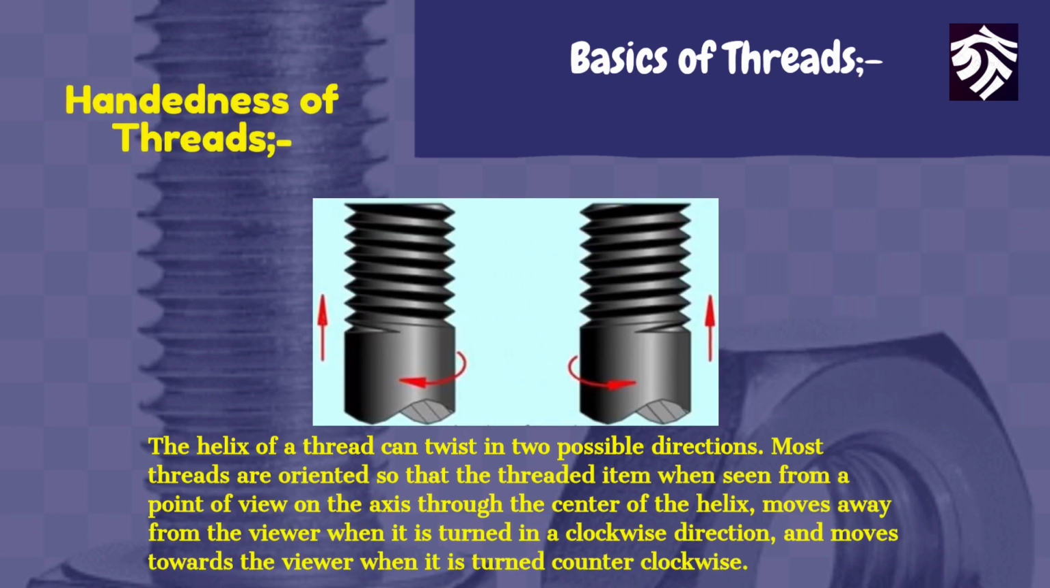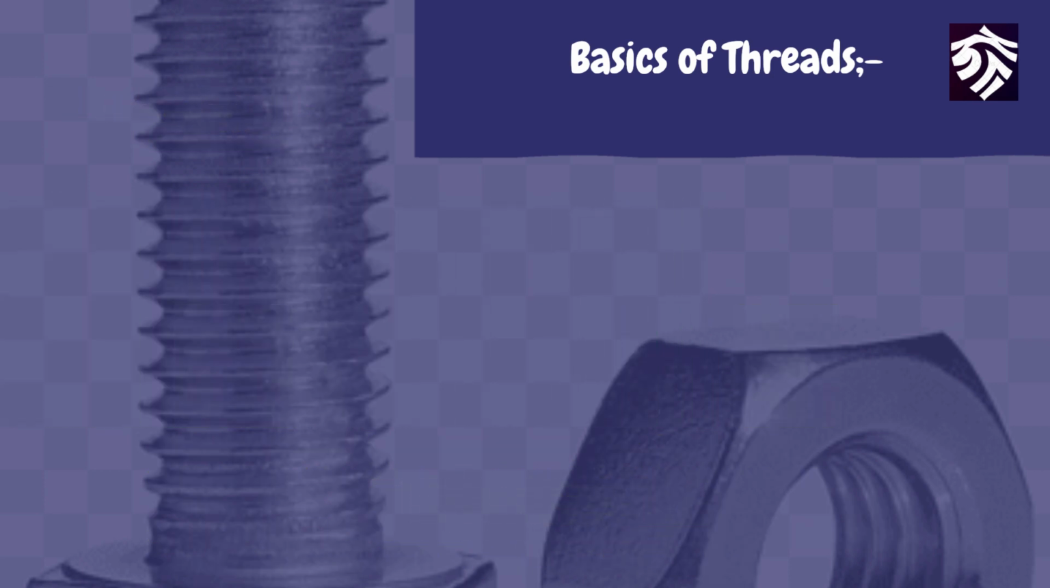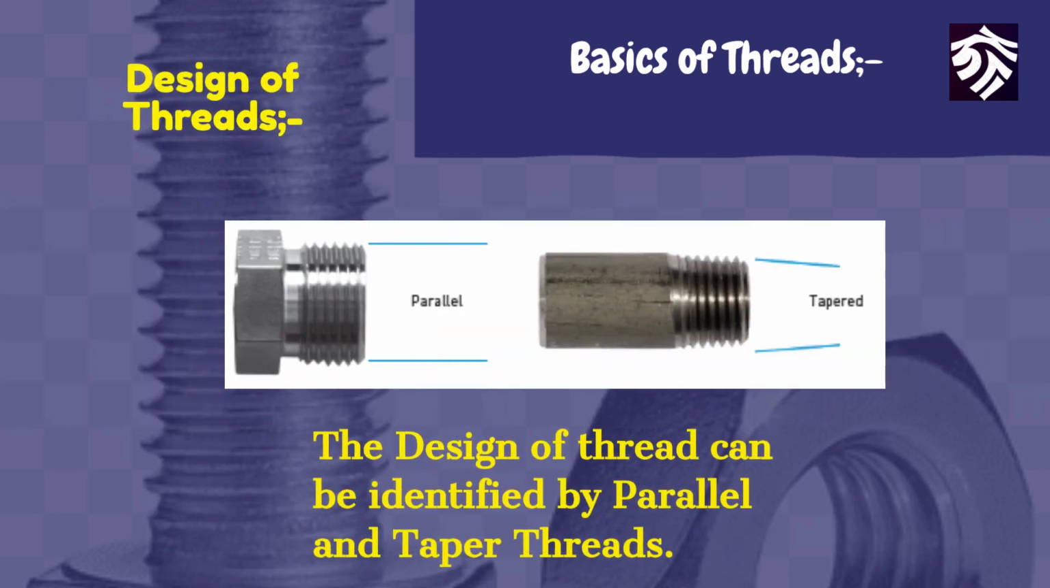The second one is handedness of threads. The helix of a thread can twist in two possible directions. Most threads are oriented so that the threaded item, when seen from a point of view on the axis through the center of the helix, moves away from the viewer when it is turned in a clockwise direction, and moves towards the viewer when it is turned counterclockwise. The third one is the design of threads. The design of thread can be identified by parallel and taper threads.